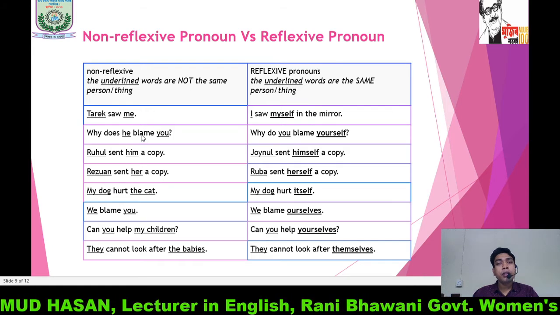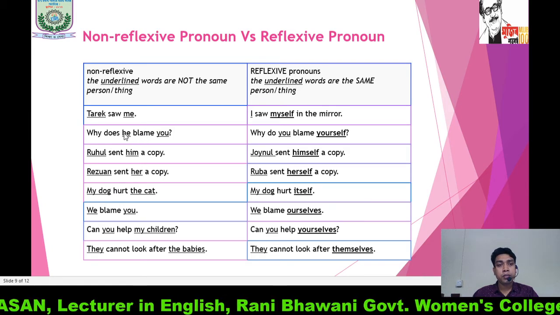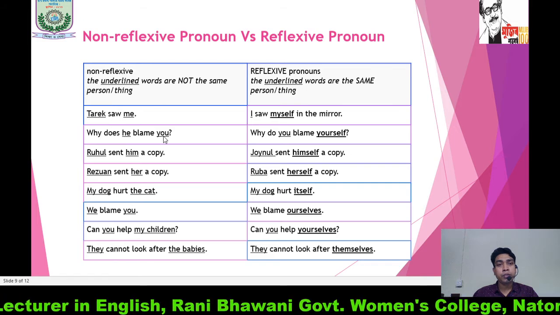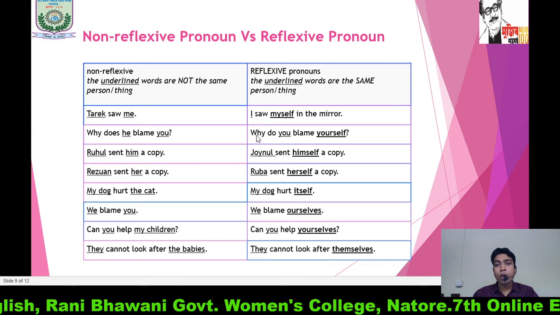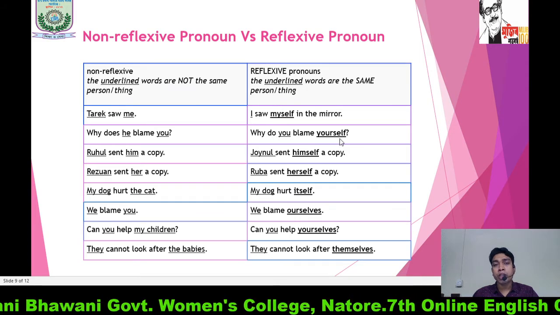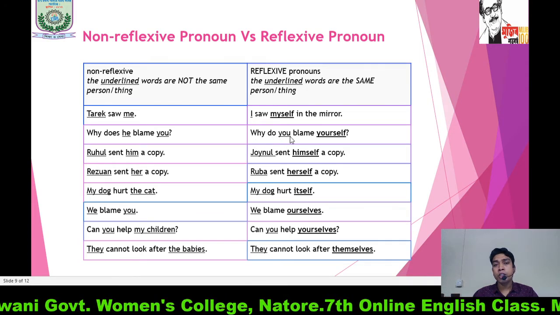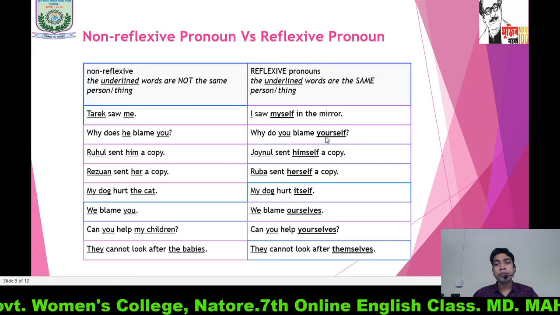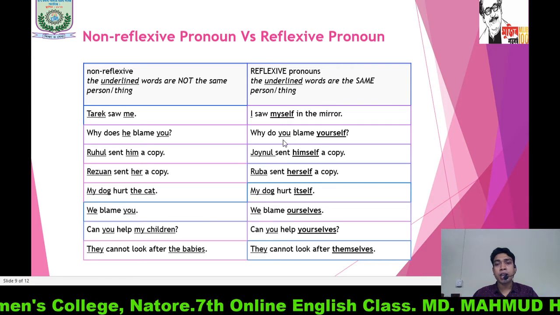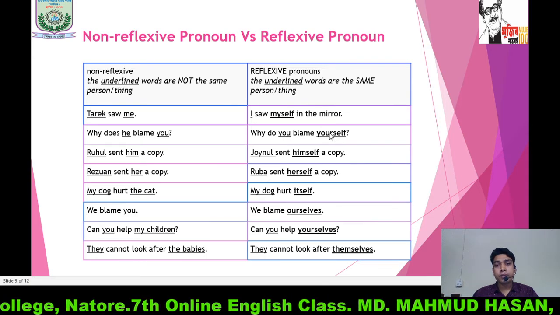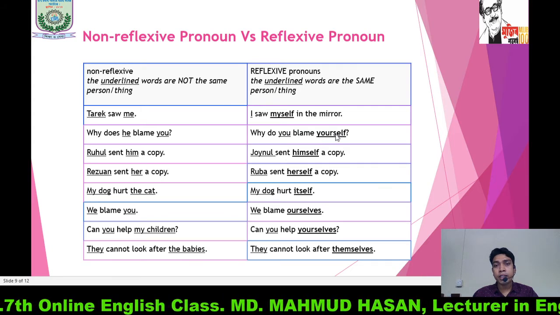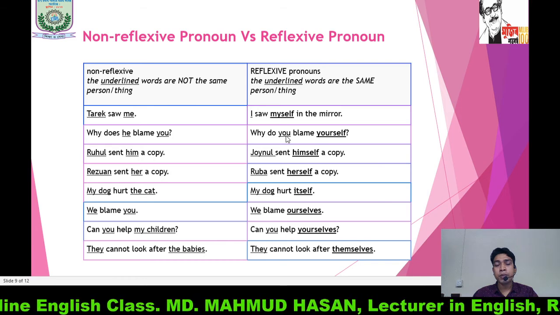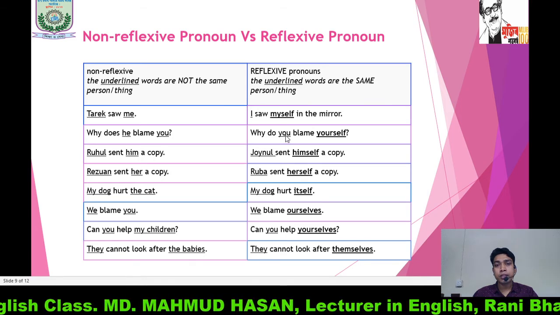And this is non-reflexive. He and you. Non-reflexive pronoun. But in case of reflexive pronoun, why do you blame yourself? Why do you blame yourself? You and yourself are the reflection of each other. And the reflexive pronoun yourself indicates the subject of the sentence, you.